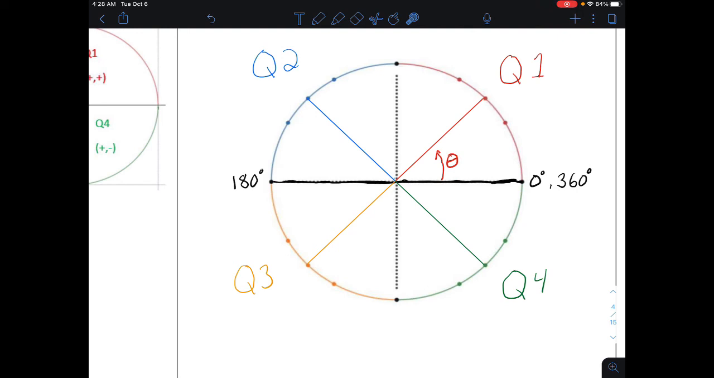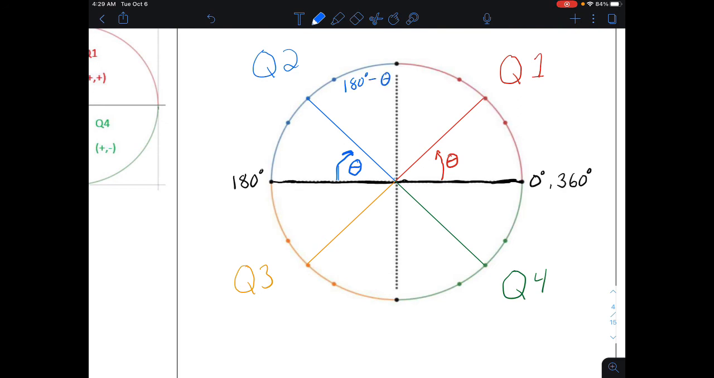Now if I reflected this part over the y-axis into quadrant 2, the quadrant 2 angle, the overall angle from the right-hand side of the x-axis all the way over to this point, would be equal to 180 minus theta. So I basically come over to the right-hand side of that x-axis, and then I'd have to go theta degrees backwards to get to that point. And so one way to get there would be 180 degrees minus theta.